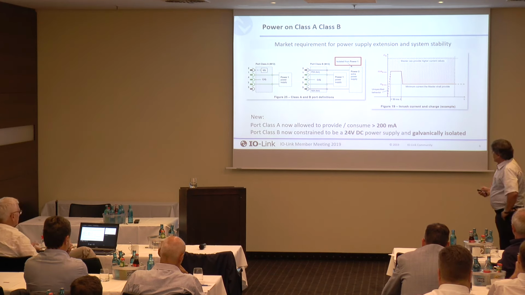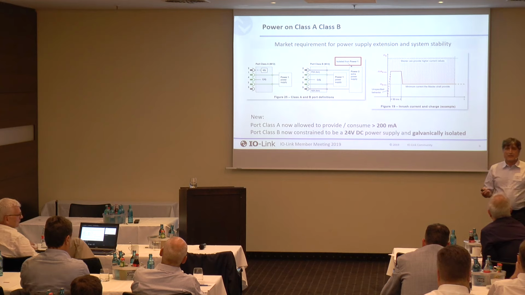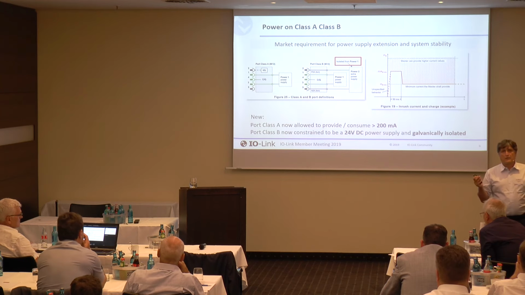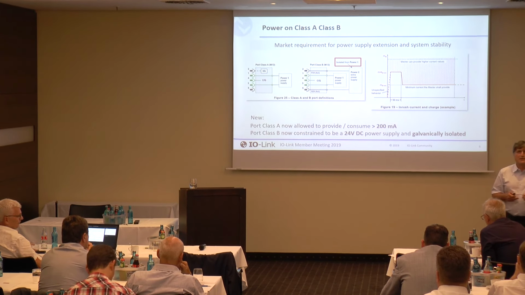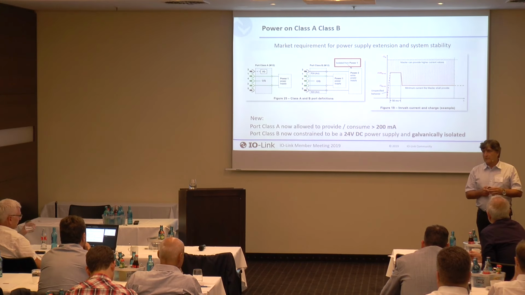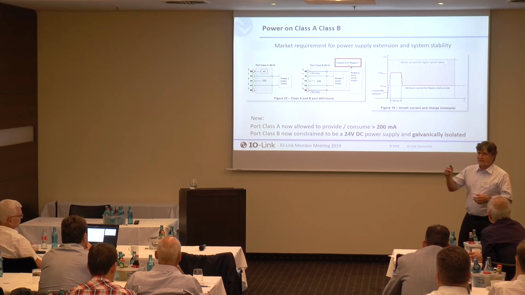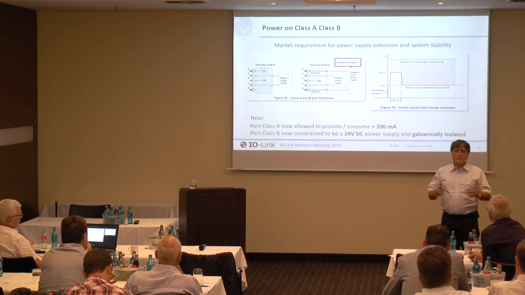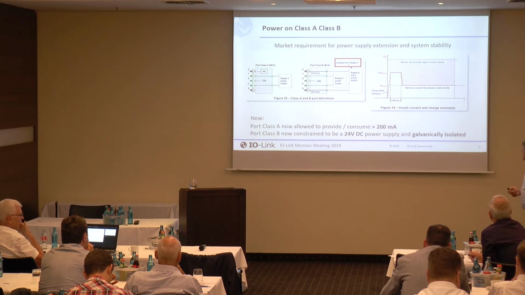And shortly spoken, there are two things. What is new? First, for port class A, the power limit of 200 milliamps is no longer there. We have it open. And usually, if you go to the M12 connector, you can see that there is another limit coming from the connectors, which is roughly 4 amps. So this is one thing.